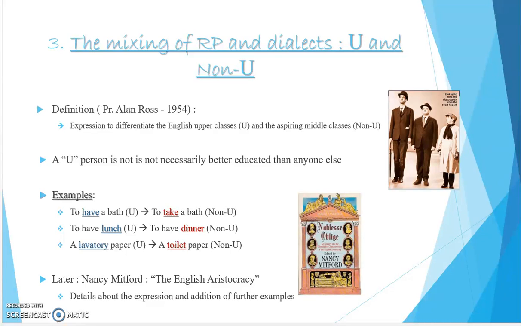A few examples of these differences are sentences like "to have a bath" in U, meaning "to take a bath" in non-U, "to have lunch" as opposed to the non-U "to have dinner", and "lavatory paper" in U will become "toilet paper" in non-U. From all these expressions came a book called Noblesse Oblige, and within it an article called The English Aristocracy, written by Nancy Mitford, a partisan of the U people.